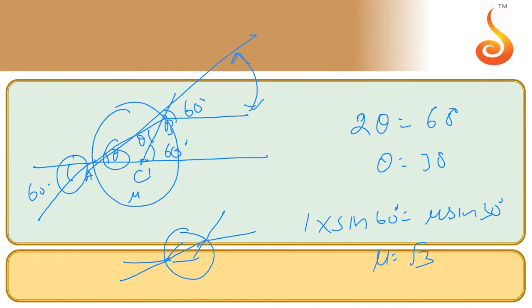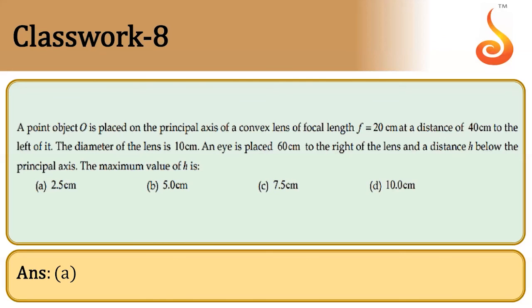Okay, we'll clean the screen and go ahead. And we are on which question now? Eighth one. A point object O is placed on the principal axis of a convex lens of focal length 20 centimeter at a distance of 40 centimeter.